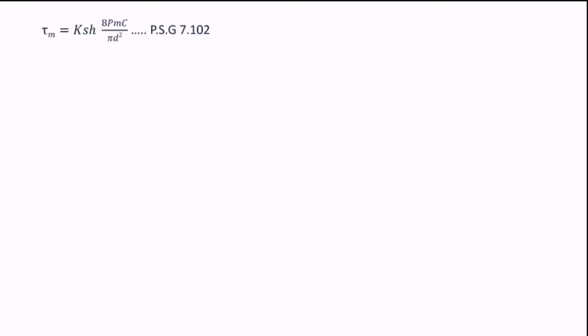Our next aim is to find out tau m, for which the relation is tau m is equal to KSH 8 PMC divided by pi d square. Now my requirement is KSH, because PM we have already found out. Again from PSG 7.102 on the right hand side column, we are given one relation that Ks is equal to KSH multiplied by Kc. Here Ks is the Wahl's correction factor and Kc is the curvature factor.